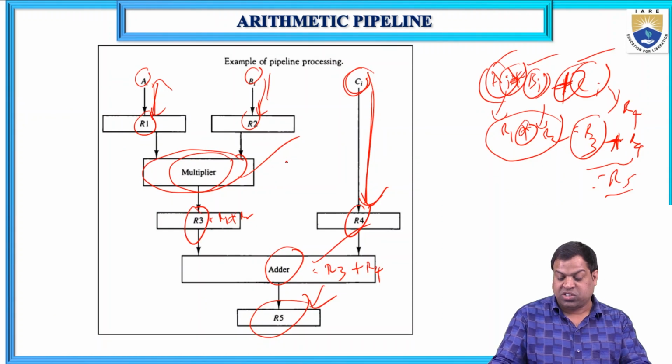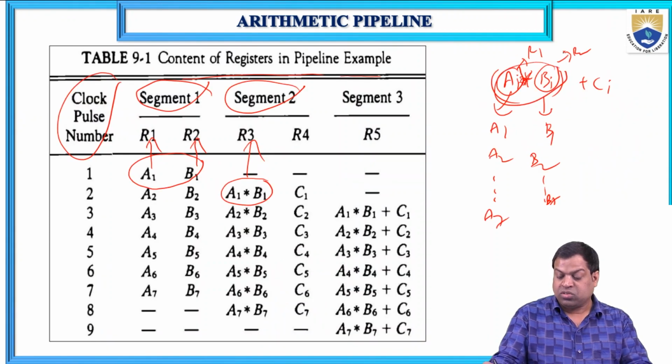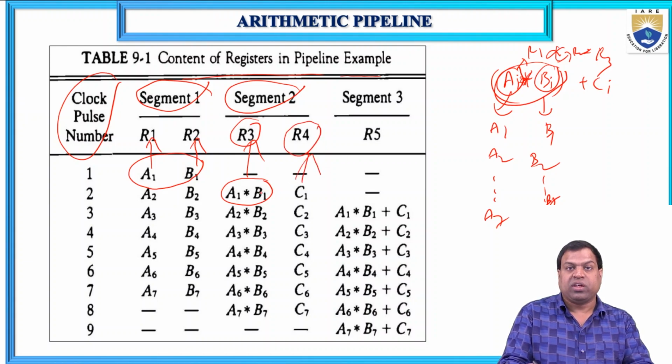Already in the previous also we discussed, A into B equal to R1 into R2, that is the R3. So R1 into R2, that I am taking as R3. So A1 into B1 is stored in R3, and C1 I am taking as the R4 register in segment 2.